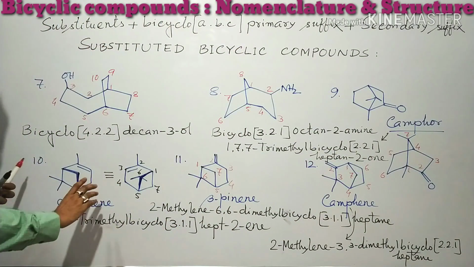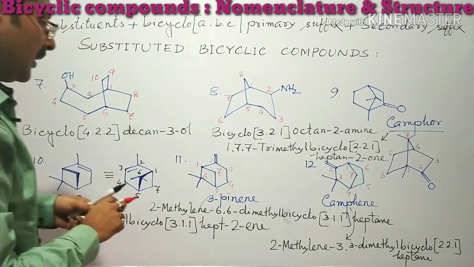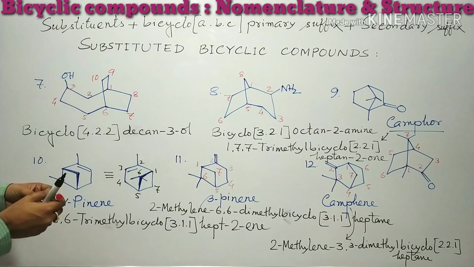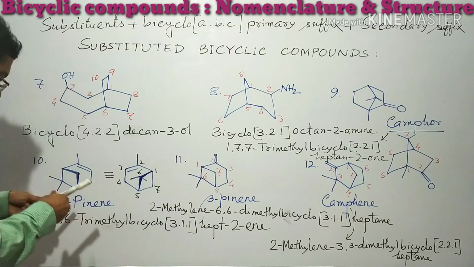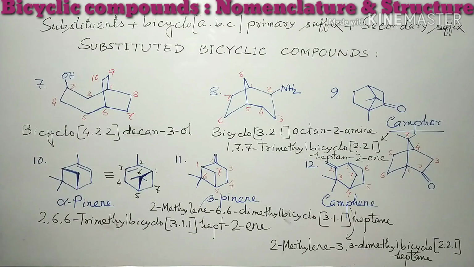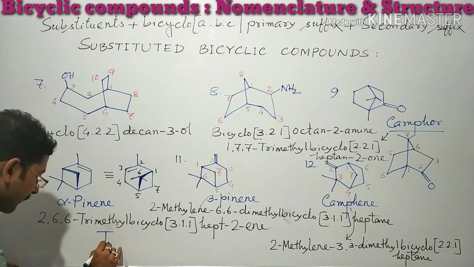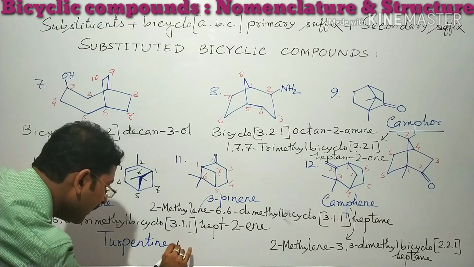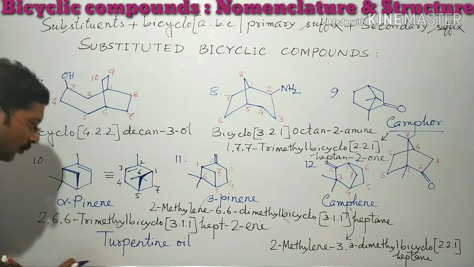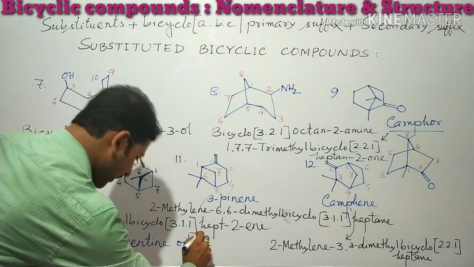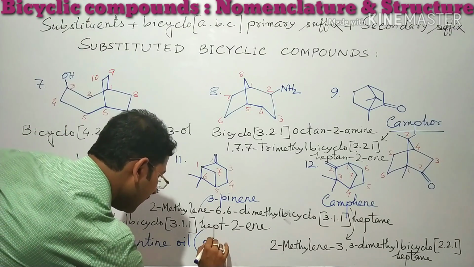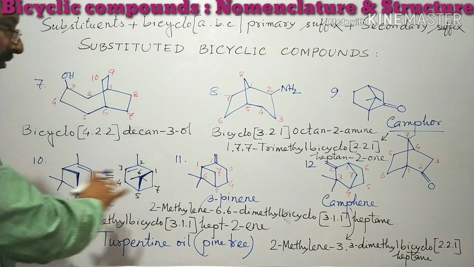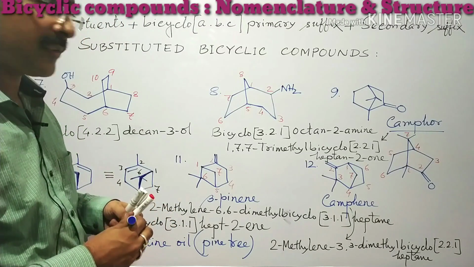So these 3 compounds, alpha pinene, beta pinene, and camphene, are actually the major components of turpentine oil. Turpentine oil is extracted from the pine tree. So these 3 are actually terpenoids.